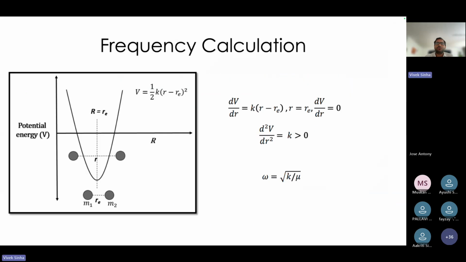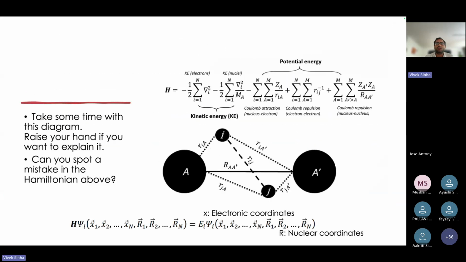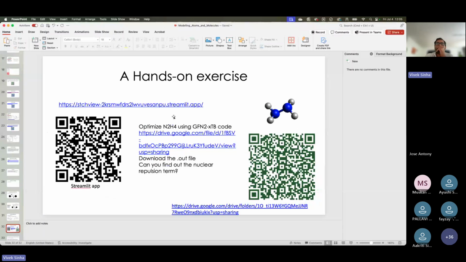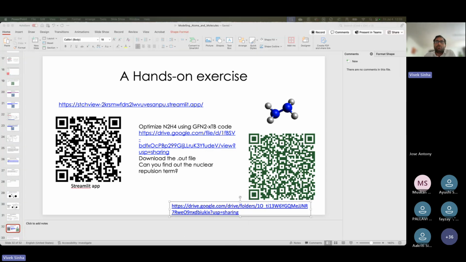What I actually wanted to do now is do a simple hands-on before we go into more theory. Let me close this. On the Google Drive, you will find a file. You can either take your own molecule that you find, or on Google Drive you will find an N2H4.xyz. Let me see if it's there. Yeah, it's there on Google Drive. Just download it. Go to the Streamlit app.